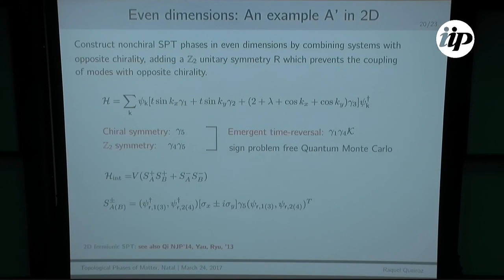So we have hopping terms, and this is basically a lattice model of the Dirac Hamiltonian. And of course, we can see that it is a four-dimensional model, so it has both chiral symmetry and this extra Z2 unitary symmetry that guarantees that even-dimensional phases can be reduced. What is nice about this problem is that there is an emergent time reversal symmetry, so you can actually do Monte Carlo on this. And you can write down your interaction exactly in the same form as we had before.